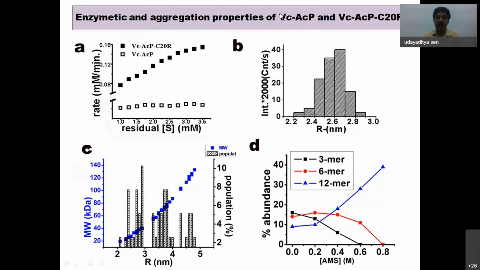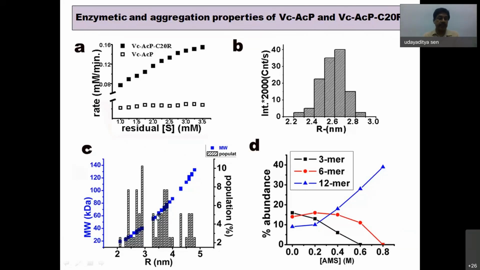In case of Vibrio cholerae, VCACP, its 20th residue is cysteine, and it is not catalytically active. But if we mutate the 20th residue, cysteine to arginine, then this becomes VCACP C20R. This is highly catalytically active. This form we tried to crystallize initially. This is not. We tried to crystallize this thing, and for about 6 months or so, there was no result.